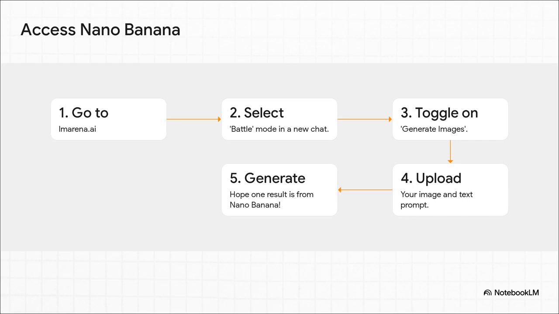Okay, so the only legitimate way to get your hands on this right now is through a website called LMArena. You go to lmarena.ai, you pick battle mode, and, this is important, you make sure you toggle on generate images. Then you just upload your photo, type in your prompt, and hit generate. What you'll get are 2 results, side by side, from 2 different anonymous AI models.